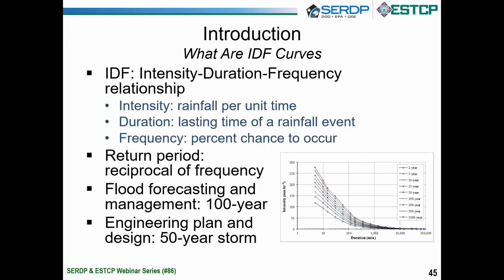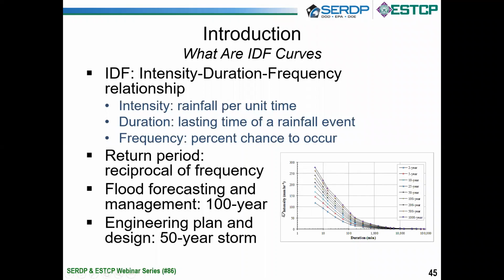That could be 30 minutes, 40 minutes, and most of the time in engineering applications, we like to use 24 hours, something like that. Then frequency, that's the percent chance for an event to occur. In practice, we like to use another terminology called the return period. This is just the reciprocal of frequency, because it is more convenient to use the return period rather than frequency when talking to the general public.